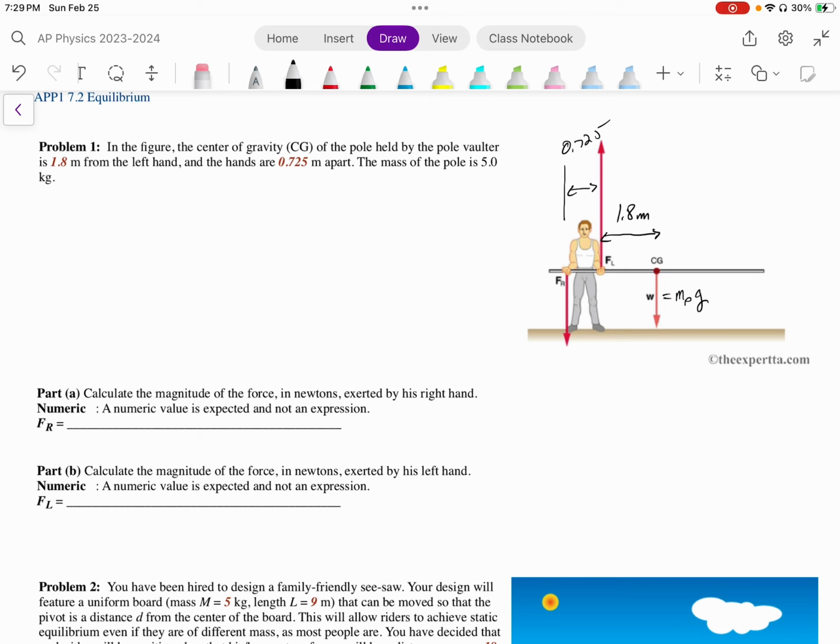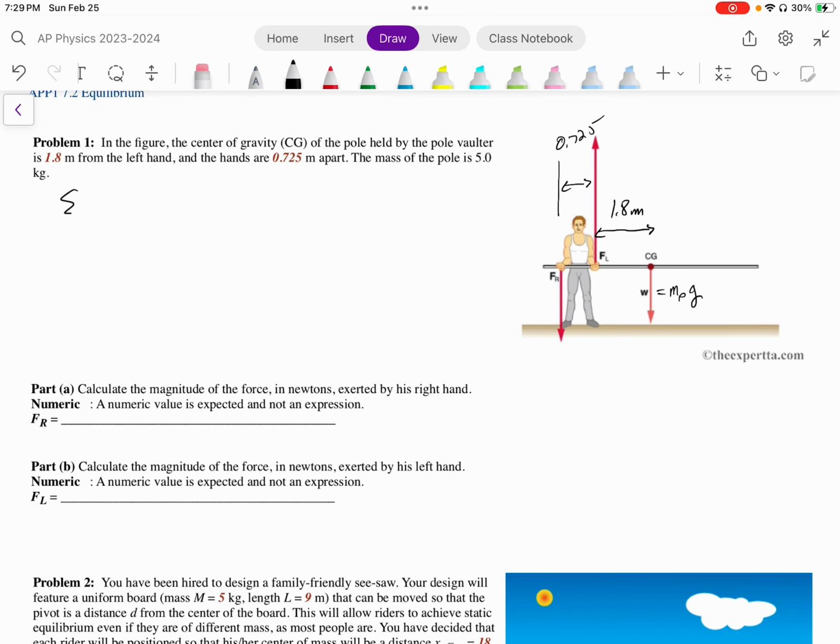I know the mass of the pole. I don't know anything about his left hand. I don't know anything about his right hand. So, for example, I can sum the forces in the y direction. It will be equal to 0 because this is an equilibrium. I have upwards force from the left, I have downwards force from the right and the weight of the pole per their nomenclature. That is equal to 0. There are two unknowns in that equation, unfortunately. So that equation by itself will not allow us to solve for the answer.